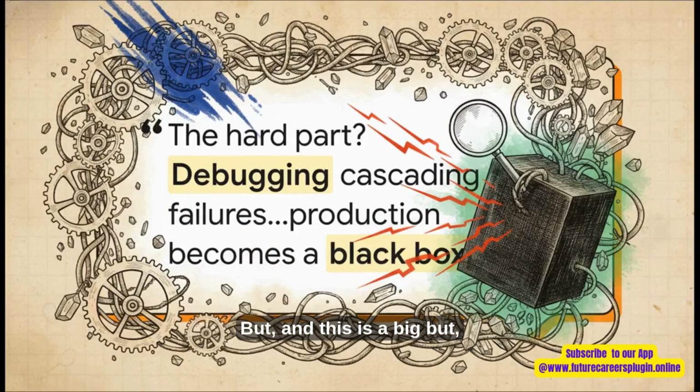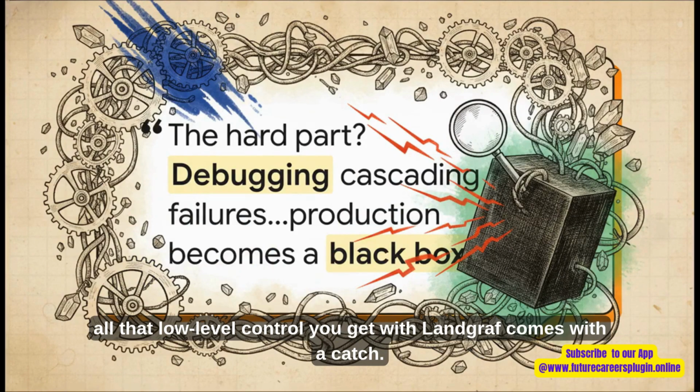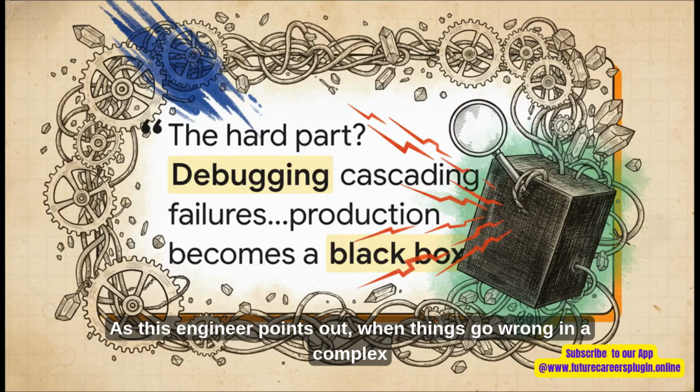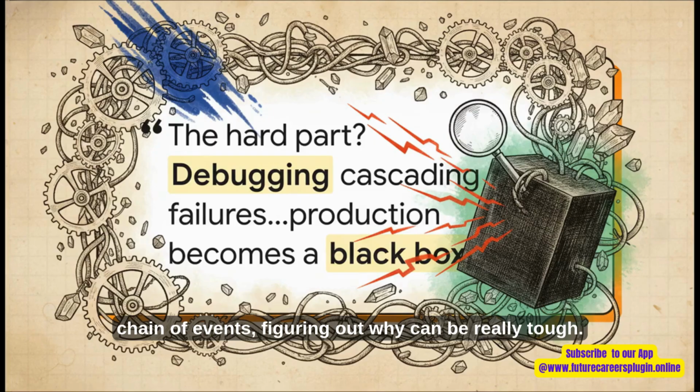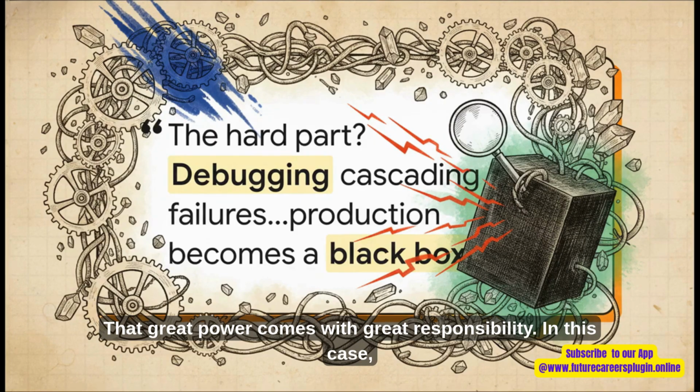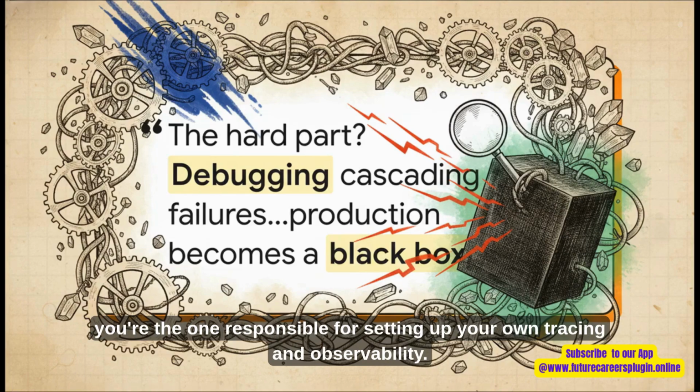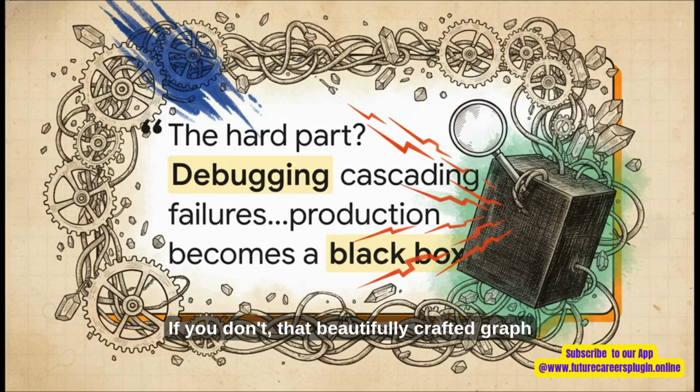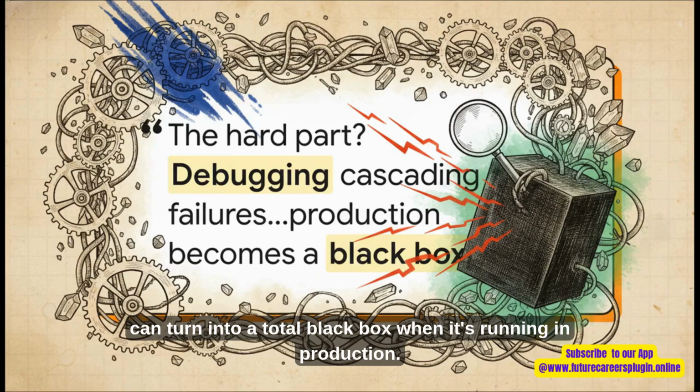But, and this is a big but, all that low-level control you get with LangGraph comes with a catch. As this engineer points out, when things go wrong in a complex chain of events, figuring out why can be really tough. That great power comes with great responsibility. In this case, you're the one responsible for setting up your own tracing and observability. If you don't, that beautifully crafted graph can turn into a total black box when it's running in production.